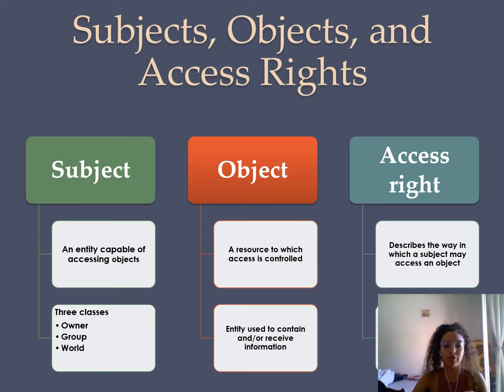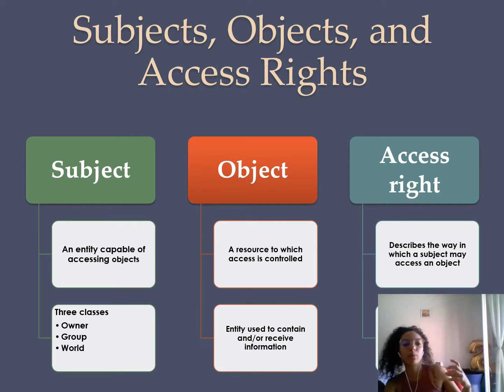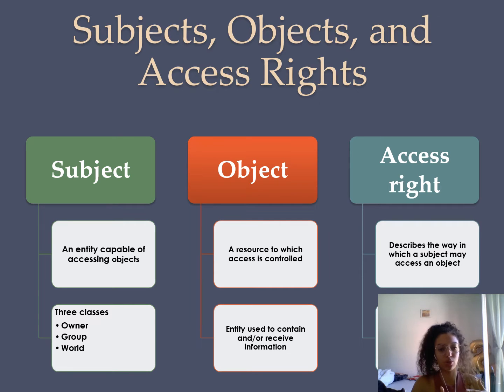The number and types of objects to be protected by an access control system depend on the environment in which access control operates and the desired trade-off between security on the one hand and complexity, processing burden, and ease of use on the other hand. So last we have access rights, which I mentioned in the subject part. This describes the way in which a subject may access an object.